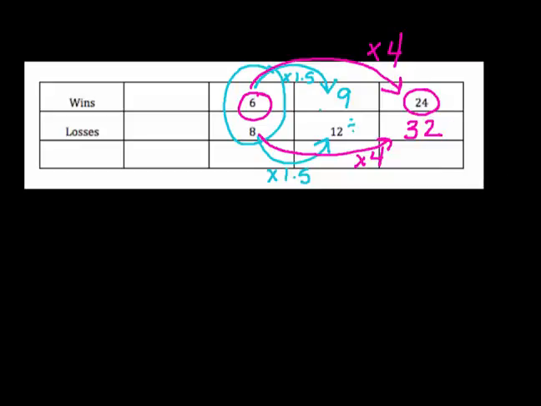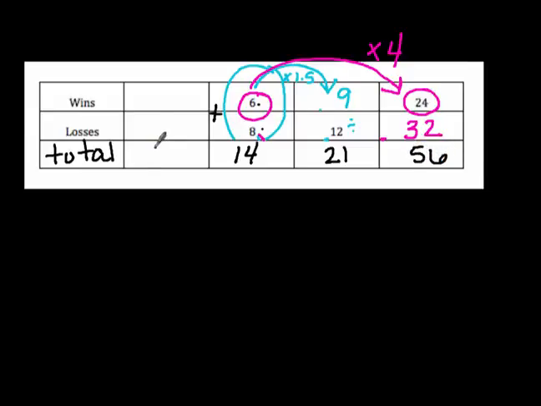Now, you might notice that down here at the bottom, I've left this blank row. Well, that's because one thing with ratio tables is that you will often see that you could do something like wins and losses. Well, I could fill in this blank with how many total games did I play? Well, if I won 6 games and I lost 8, my total would just be adding the 2, which would be 14 games total. 9 games and 12 games gives me 21 games total. And 24 games and 32 games gives me 56 games total.